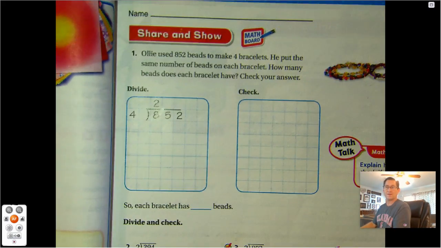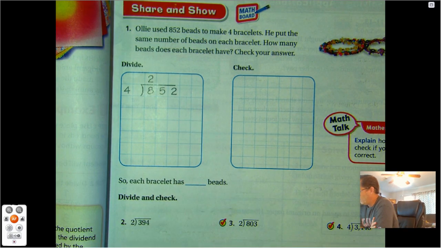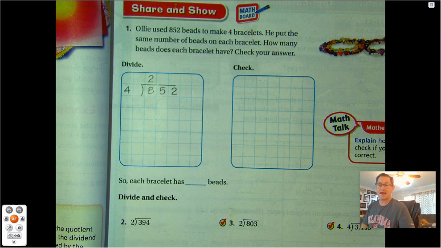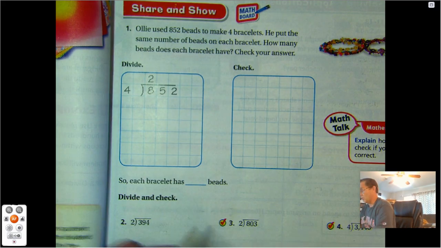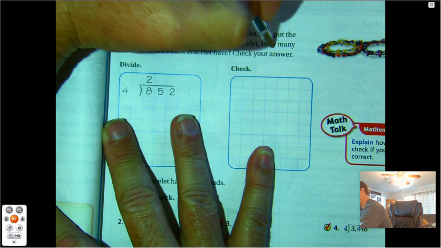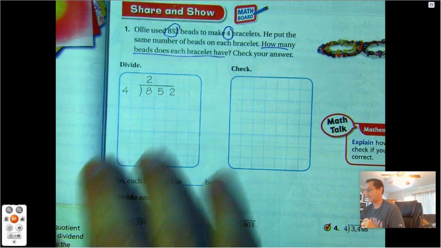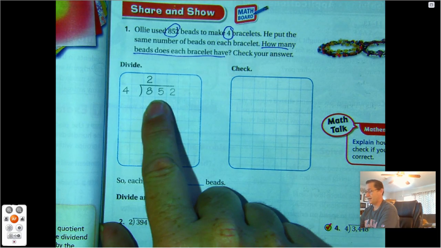All right, Ollie used 852 beads to make 4 bracelets. He put the same number of beads on each bracelet. How many beads does each bracelet have? So he has 852 beads, 4 bracelets, and we have to find how many beads each bracelet has. So that would be a division problem. 852 shared with 4.